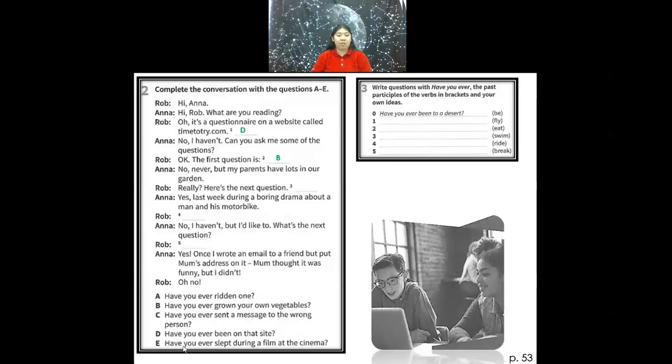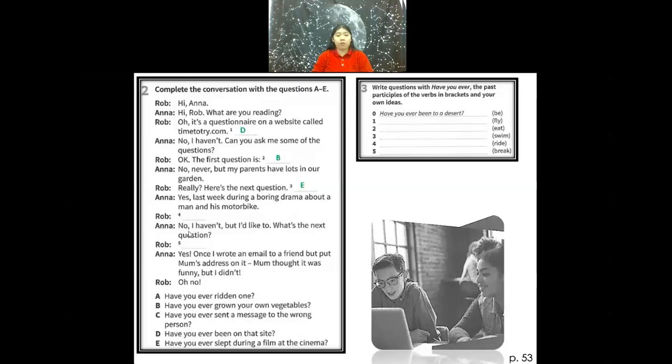Okay, so let's see, what is the question? Number 3 is E. Have you ever slept during a film at the cinema? Right, so we can get the clue from Anna. She said it was a boring drama. So if it's boring, you will just sleep, okay? At the cinema.